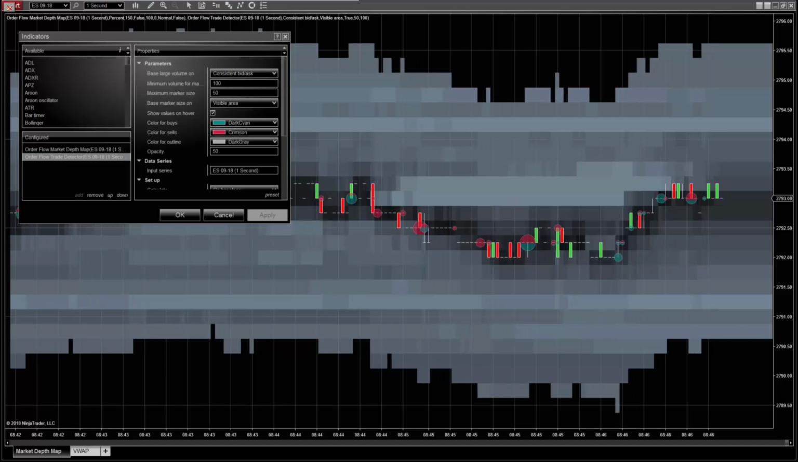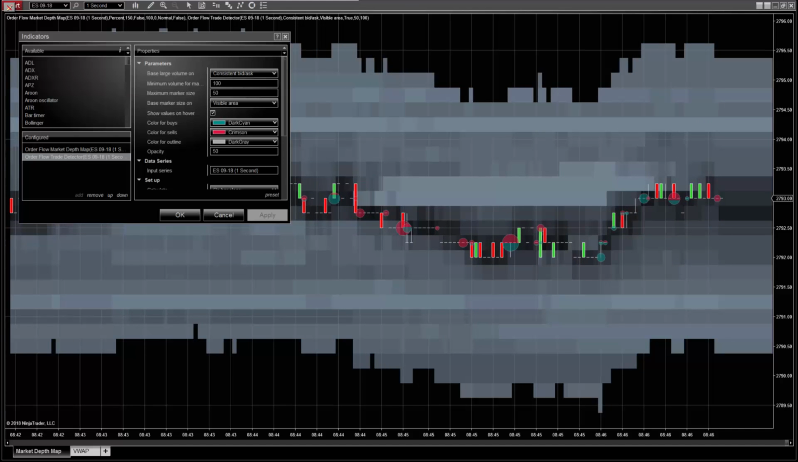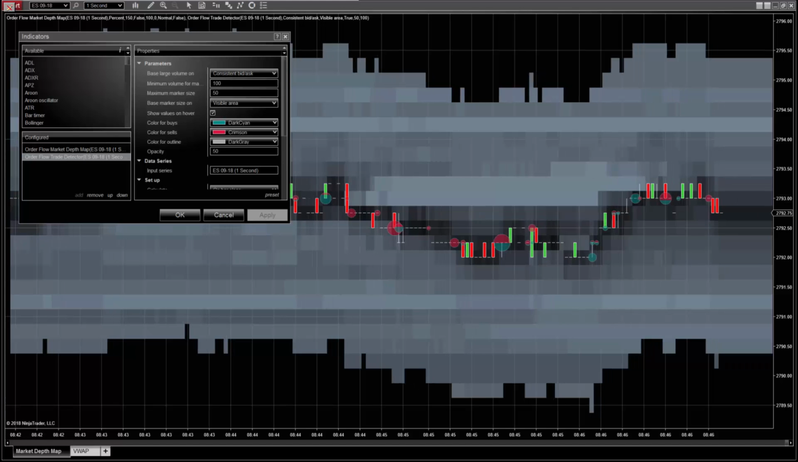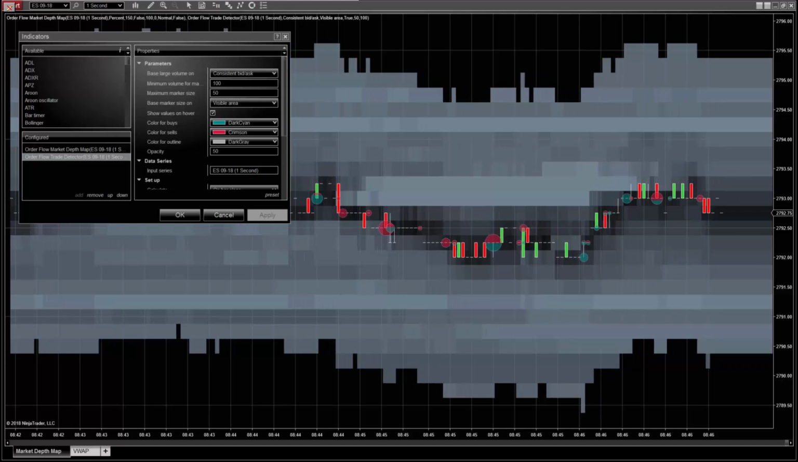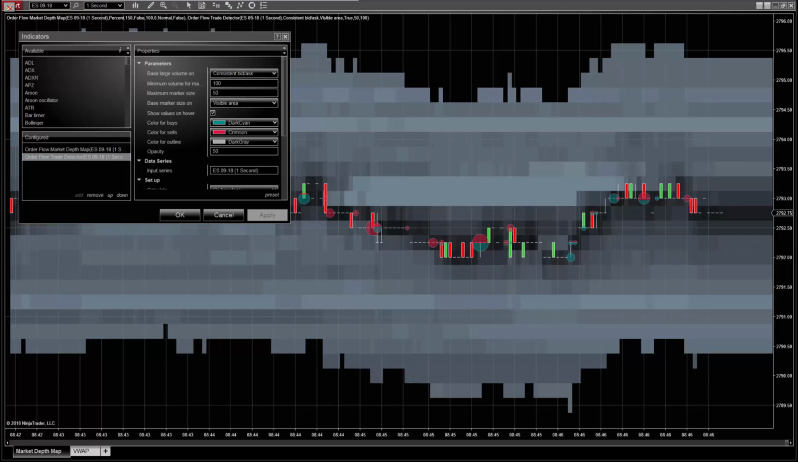And you can also define the size of a maximum marker and number of pixels. By default, the size of trade markers will be scaled relative to the visible range of your chart. So the largest trade event within the visible range will have the maximum marker size.